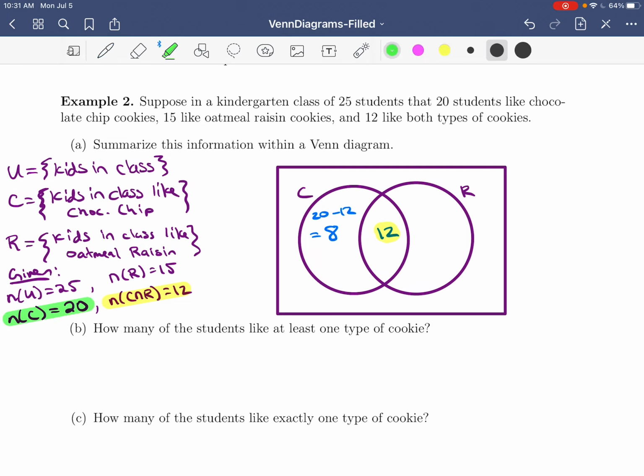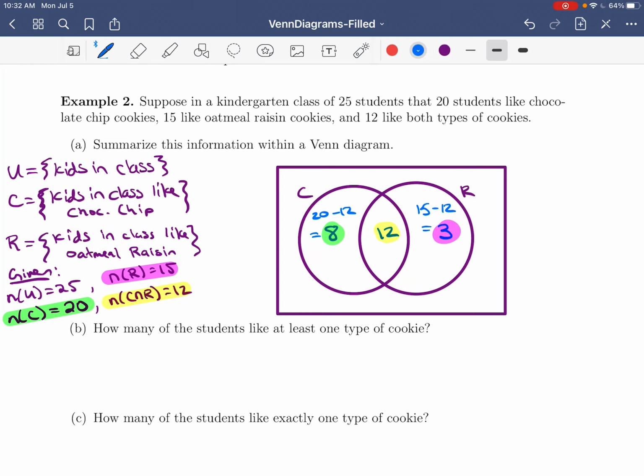Okay, so because of this, that's how I get that number there. So that 20 corresponds to the 12 that like oatmeal raisin as well, and the 8 that don't. Similarly, there's 15 students in total that like oatmeal raisin, but 12 of them like both. So that means that 3 of them like only oatmeal raisin, so they don't also like chocolate chip.